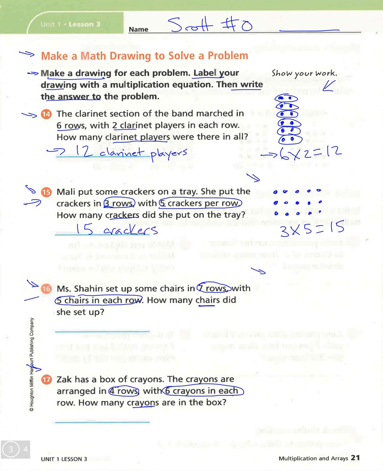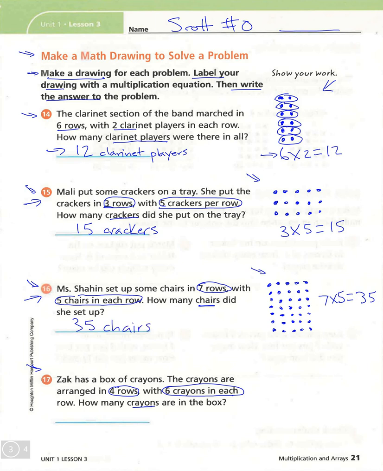Number 16 here, 7 rows. So 1, 2, 3, 4, 5, 6, 7. And 5 in each row. 1, 2, 3, 4, 5, and I continue that across each of the 7 rows. So on this one, again, we have 7 rows of 5. And if we count by fives, 5, 10, 15, 20, 25, 30, 35. We get 35.